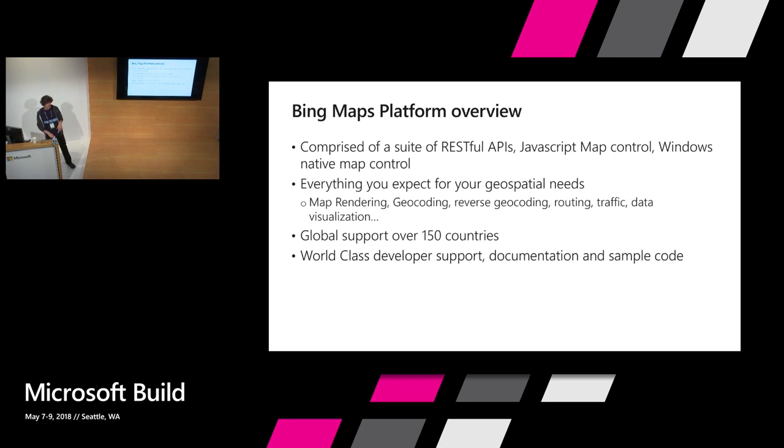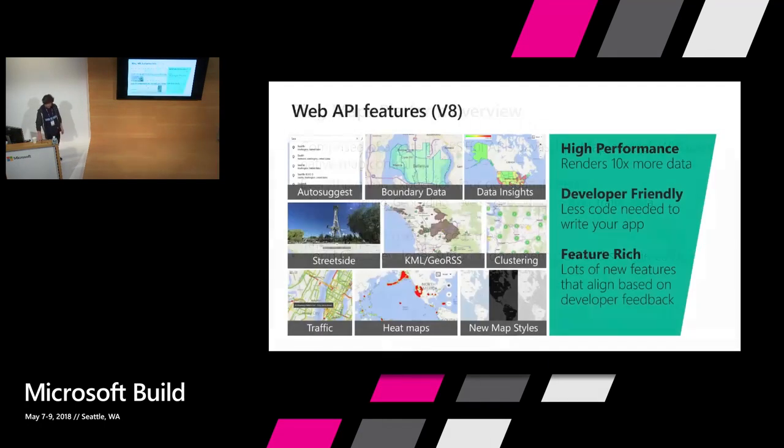We've got REST APIs that work from any environment, and basically everything you need to build your geospatial applications. Great data visualization. We work in over 150 countries. Map rendering, geocoding, traffic services, reverse geocoding, all that good stuff. And of course, world-class developer support. I think this is really one of the things that sets us apart, is great documentation and great developer support with all of our mapping APIs.